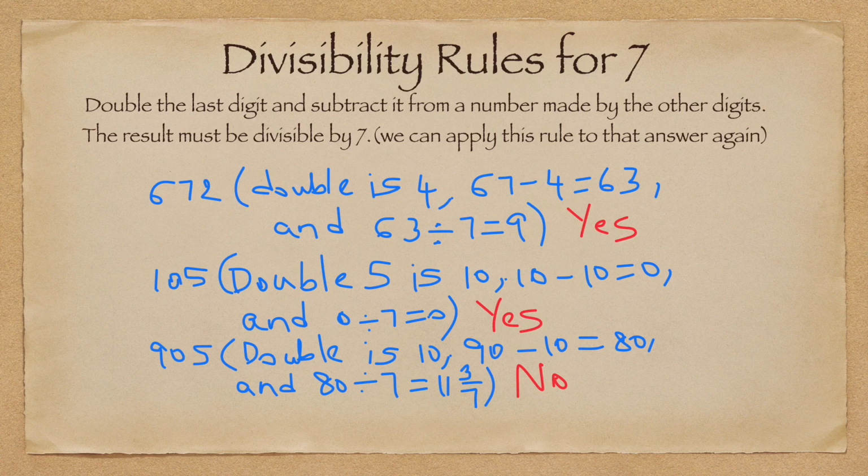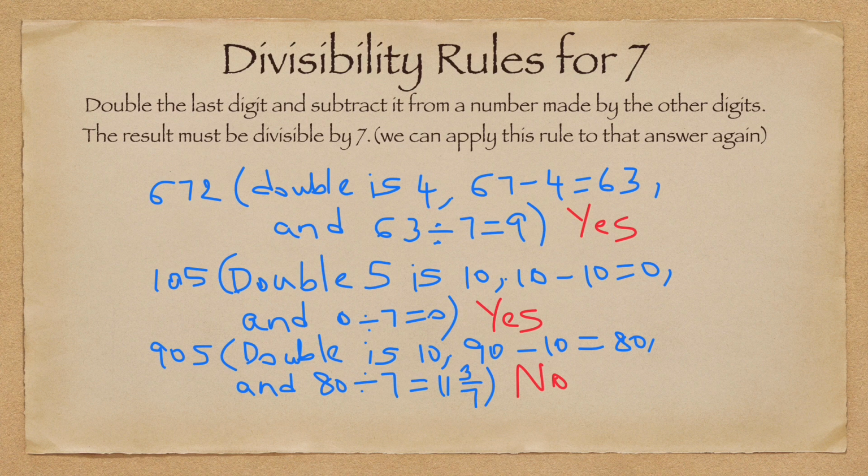Let's see an example. 672. First we are doubling the last digit. The last digit is 2, double of 2 is 4. Now subtract it from the remaining digits. What are the remaining digits? 67. 67 minus 4 gives you 63. Is 63 divisible by 7 exactly? Yes. So the number 672 is also divisible by 7 exactly.